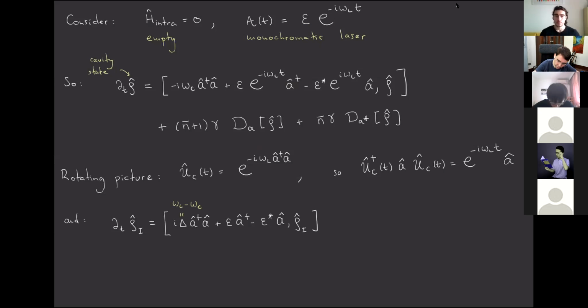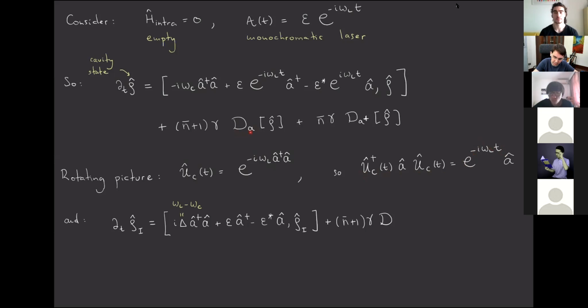And now we need to transform also the dissipative terms. So in particular, we need to transform, first of all, this dissipator, the one with jump operator a. But look at what happens. The jump operator a, in the new picture, we have to transform it. So we have to apply this transformation and we get this phase.